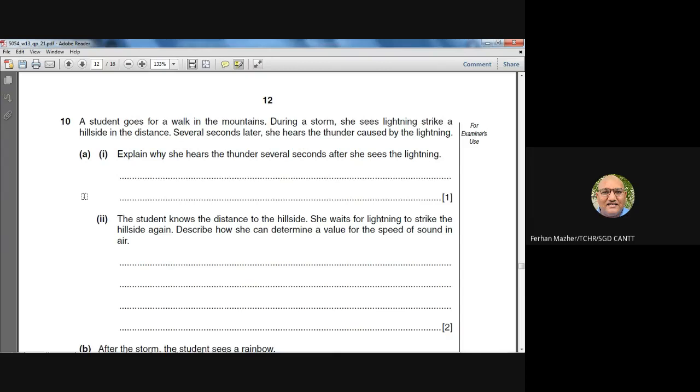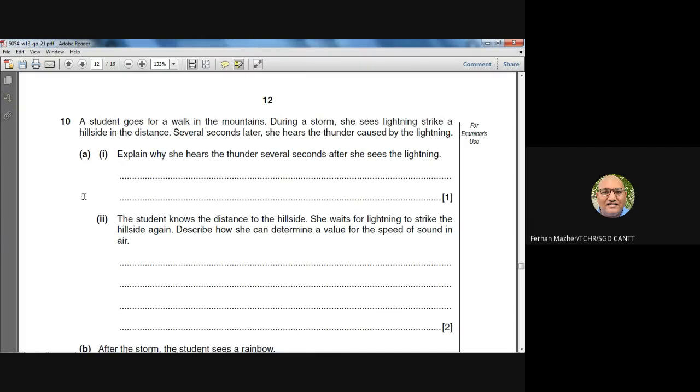A student goes for a walk in the mountains. During a storm, she sees lightning strike a hillside in the distance. Several seconds later, she hears the thunder caused by the lightning. Explain why she hears the thunder several seconds after she sees the light.